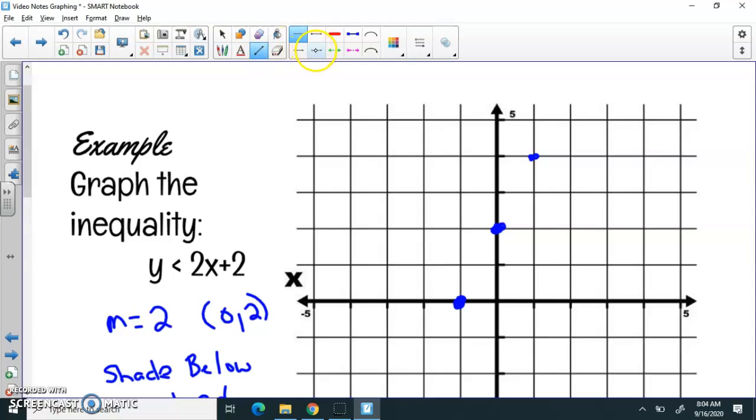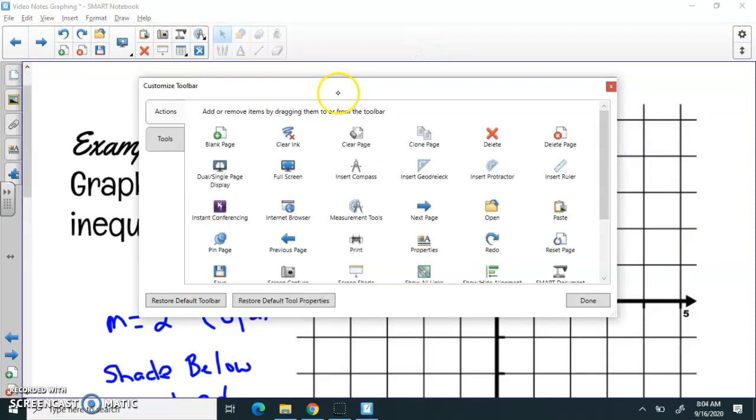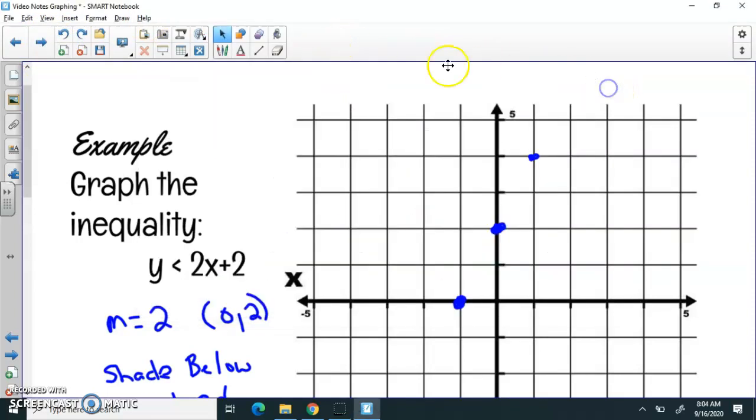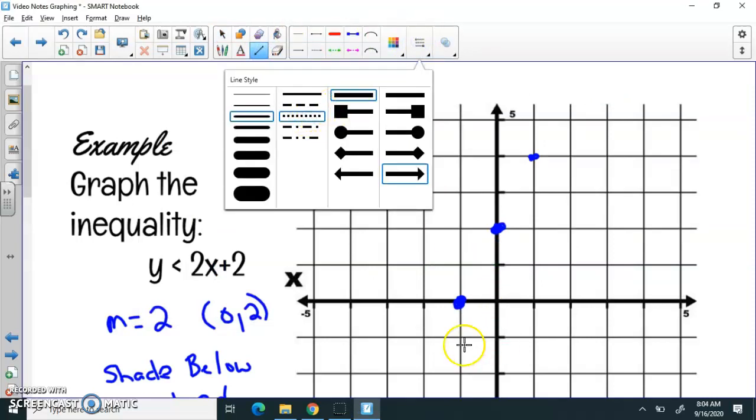Let's see, I need a dashed line. I think this one will give us, nope. Let's undo that. Here we go. Sorry, trying to find this. All right, dashed line.